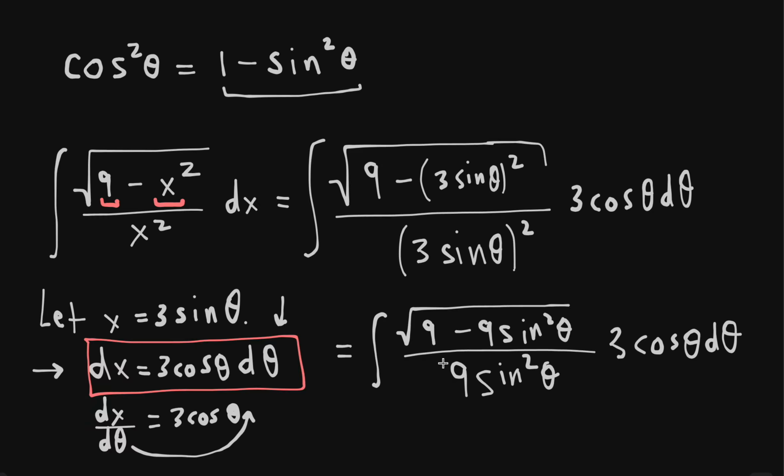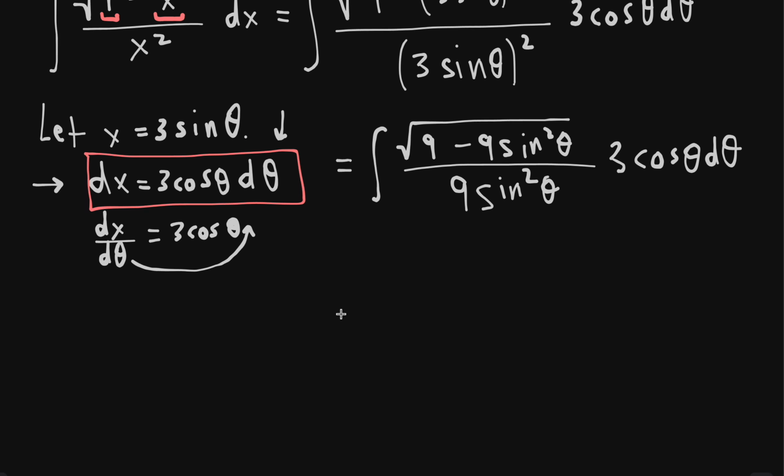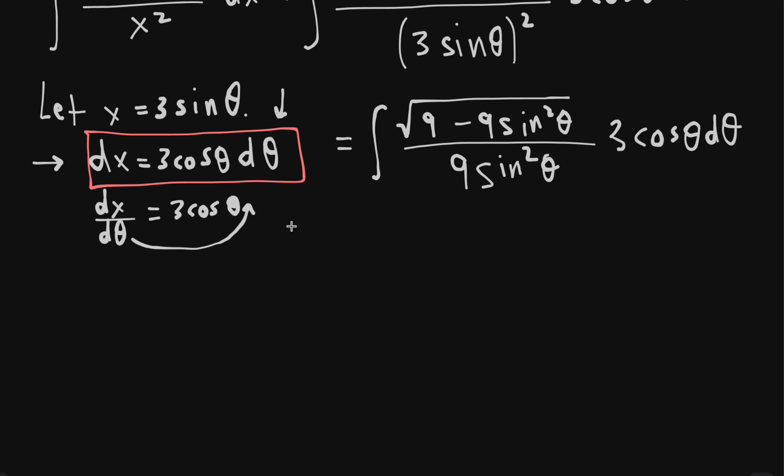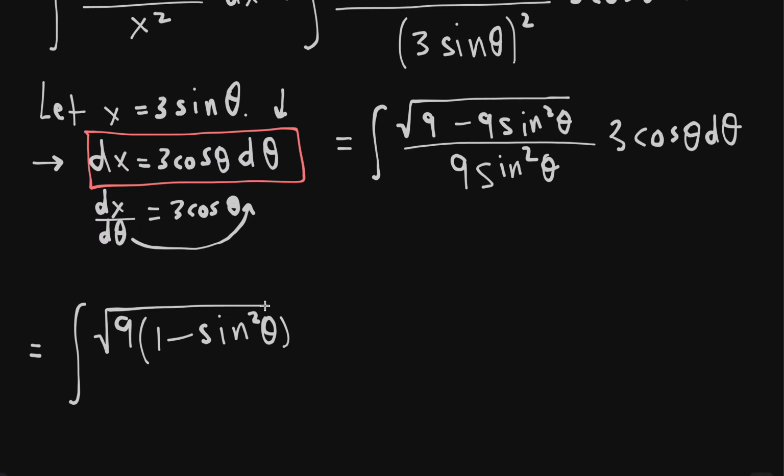Okay, now in the expression underneath the square root, we have a 9 in both terms. So we can factor that out. So we continue down here. We will get integral of the square root of 9 times 1 minus sine squared of theta, divided by 9 sine squared of theta, and then multiplied by 3 cos theta d theta.